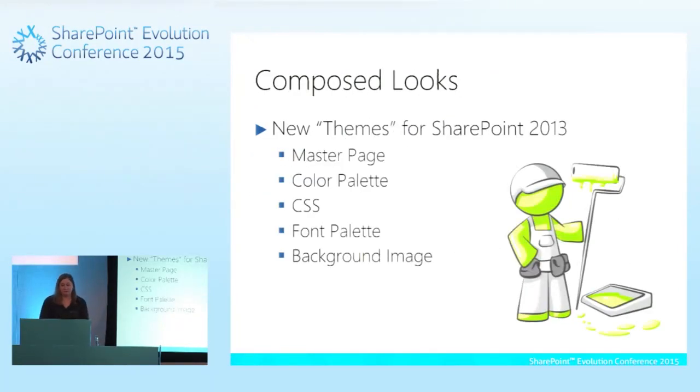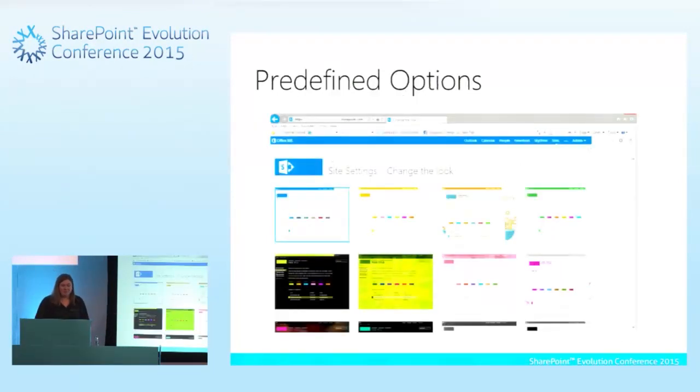Now, the composed looks, which is the new theme for SharePoint 2013, I love renaming everything every year. It actually is composed of a master page, a color palette, the ability to do alternate CSS, a font palette, and a background image. Now, as they're moving towards that lesser customization, they're encouraging you not to create a custom master page to go along with this, and to just do the color palette, the font, the CSS, and the background image. They did give us some predefined options.